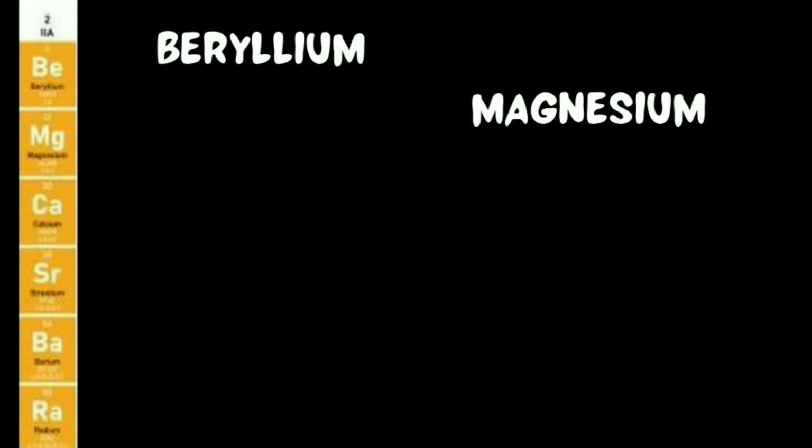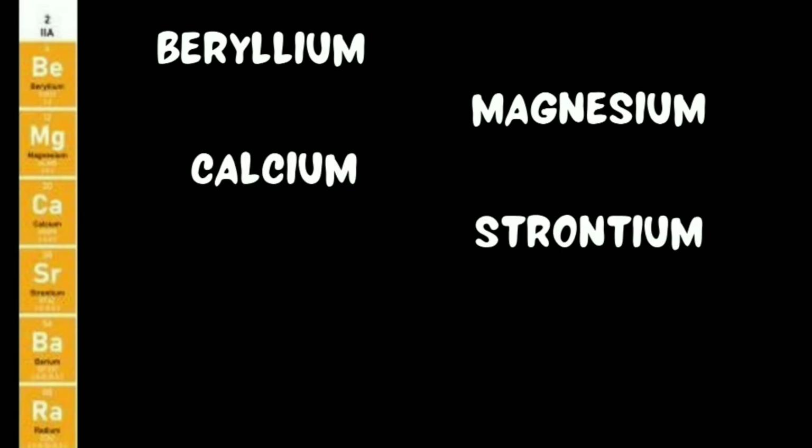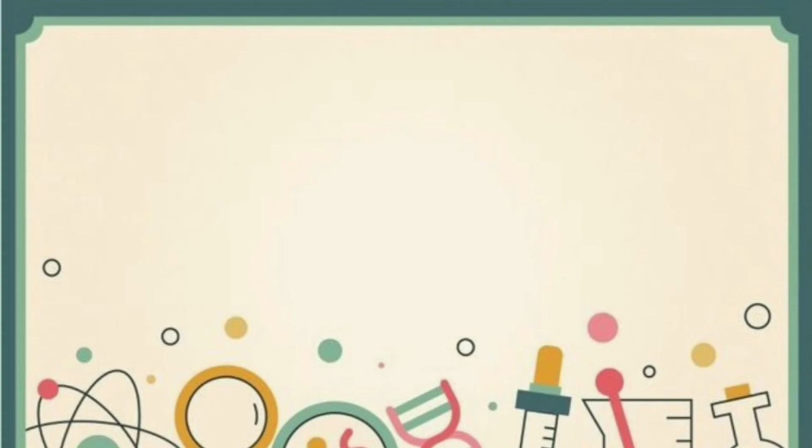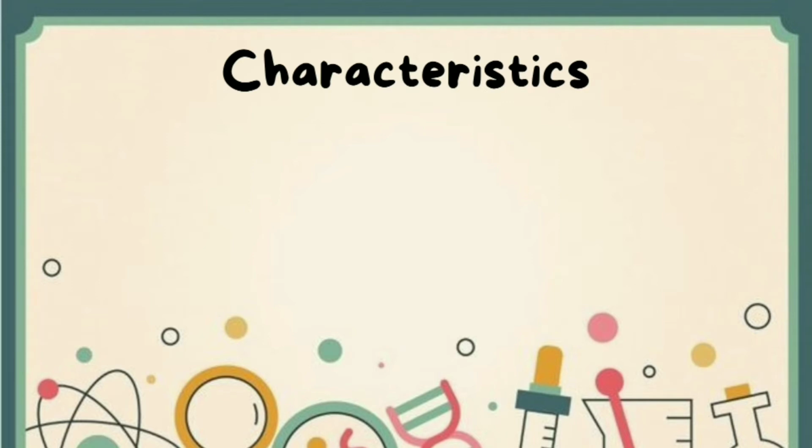Group 2A elements are also known as alkaline earth metals. In the periodic table, these are the elements beryllium, magnesium, calcium, strontium, barium, and radium. Characteristics of alkaline earth metals.